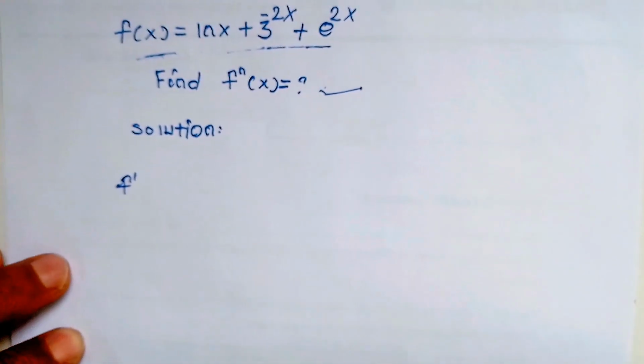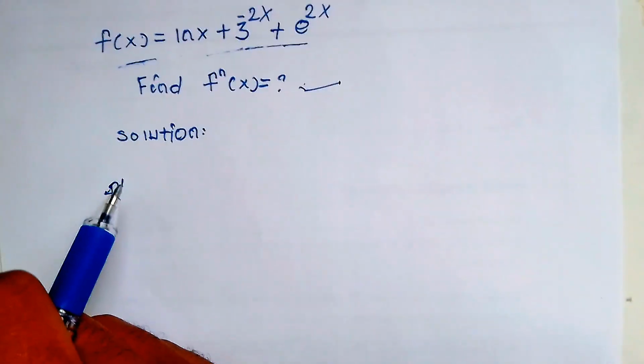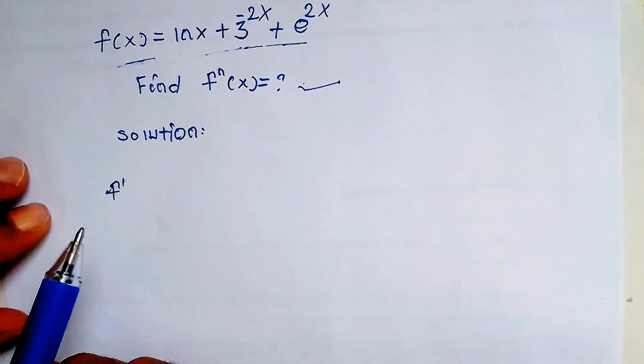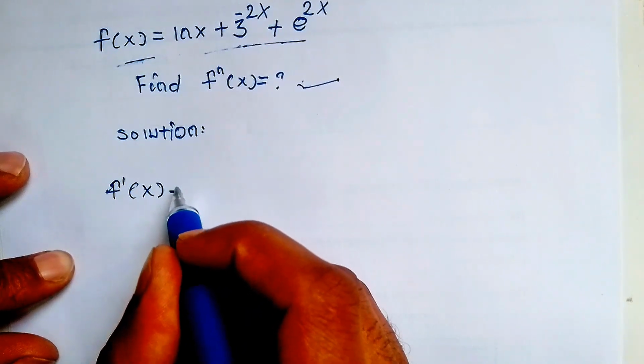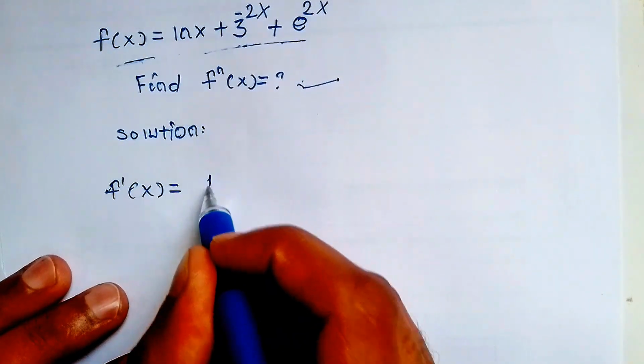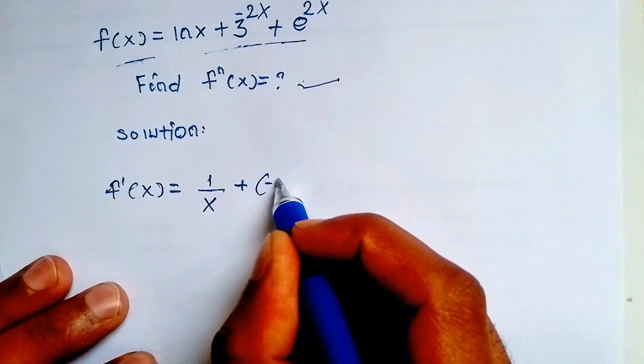No confusion, no stress. Let's start with the function f(x) equals ln x plus 3^(2x) plus e^(2x). Our goal is to find the nth derivative, written as f^(n)(x). At first, this might look complicated, but don't worry, we'll break it into simple parts.